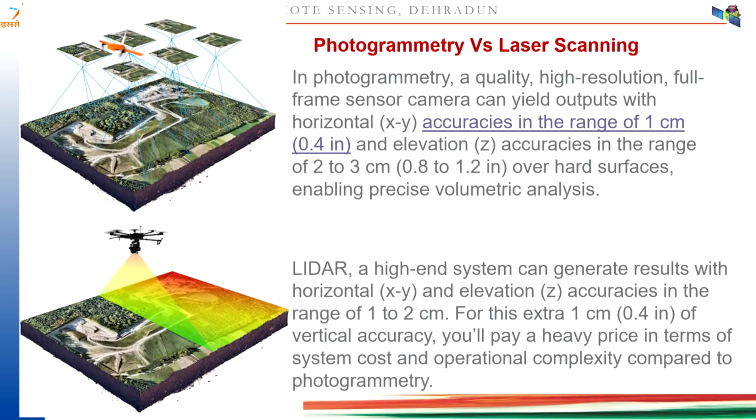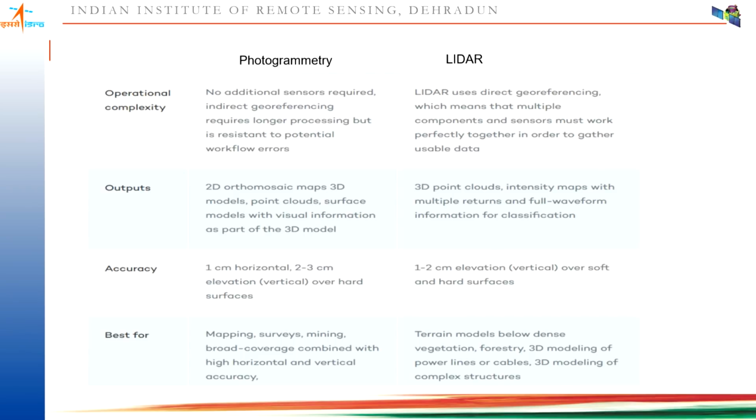But to get this extra 1 centimeter vertical accuracy, we have to pay a lot of money to get the laser scanning systems. So laser scanners are quite expensive, and also operationally they are difficult to operate. Whereas with photogrammetry, using cameras, you can do the photogrammetric processing, generate a dense surface model and achieve good accuracy. So the differences between photogrammetry and LiDAR have again been listed out here. You can see them in my slides.